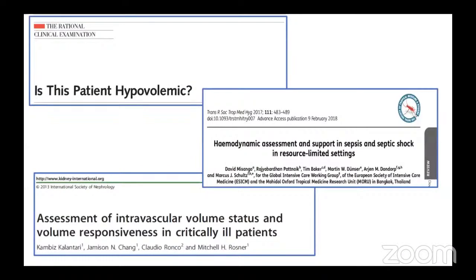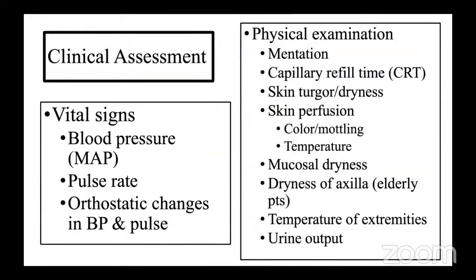The most important part of assessing the patient for volume status is clinical examination. Unfortunately, the art of clinical examination is being forgotten. Starting with this article published in 1999 in JAMA, up to a very recent period, there are multiple articles which describe how to assess clinically whether the patient is in optimal volume status or not.